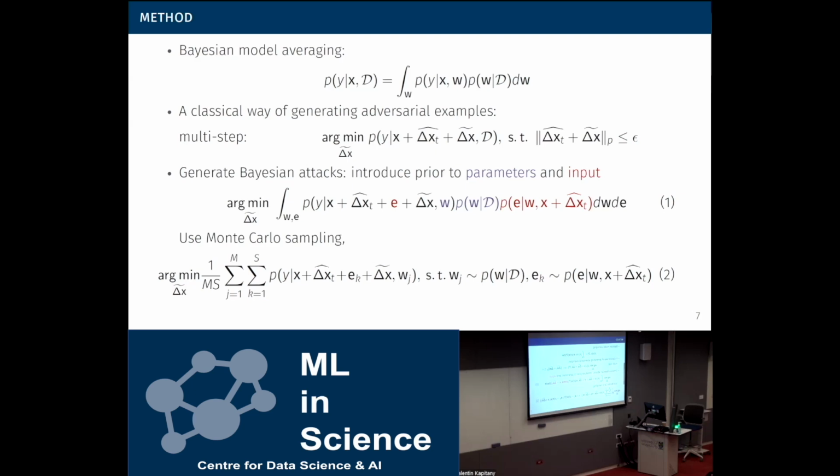And this integration is quite costly to compute, so we just draw some random samples. We draw M samples from the distribution of w, and S samples from the distribution of the input. Then we can just do normal gradient descent to optimize it. And if we want to improve it, we can just improve the distribution, because our prior distribution reflects our belief in the system.